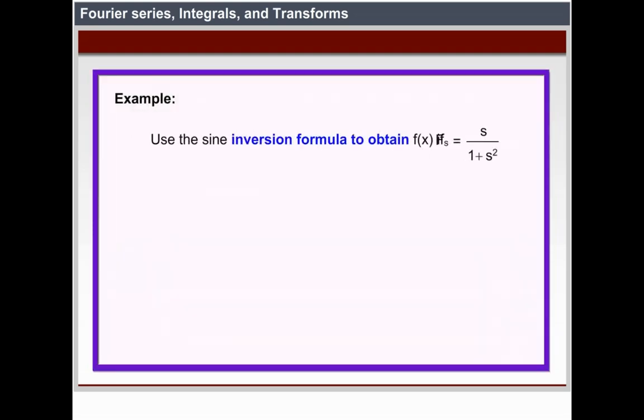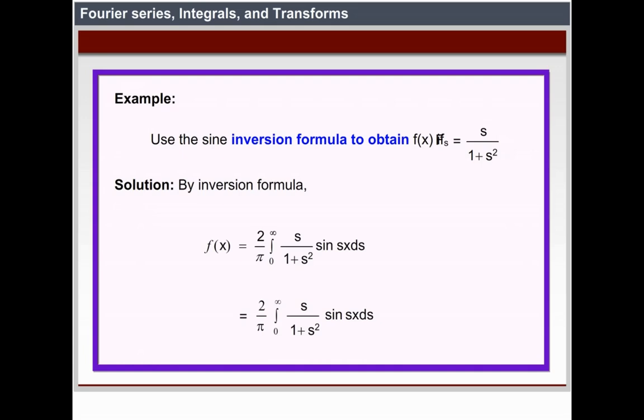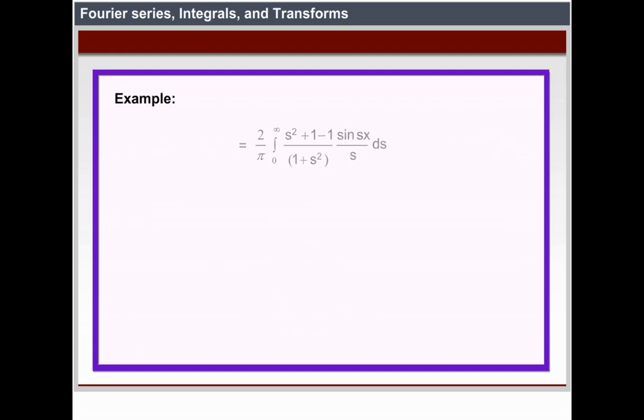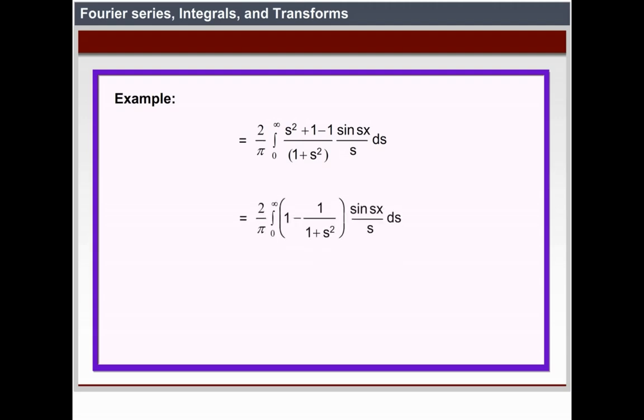Example: use the sine inversion formula to obtain f of x if capital Fs equal to s by 1 plus s square. Solution: by inversion formula, f of x equal to 2 by pi integral 0 to infinity s by (1 plus s square) into sin sx into ds, equal to 2 by pi integral 0 to infinity (s square plus 1 minus 1) divided by (1 plus s square) into sin sx by s into ds.